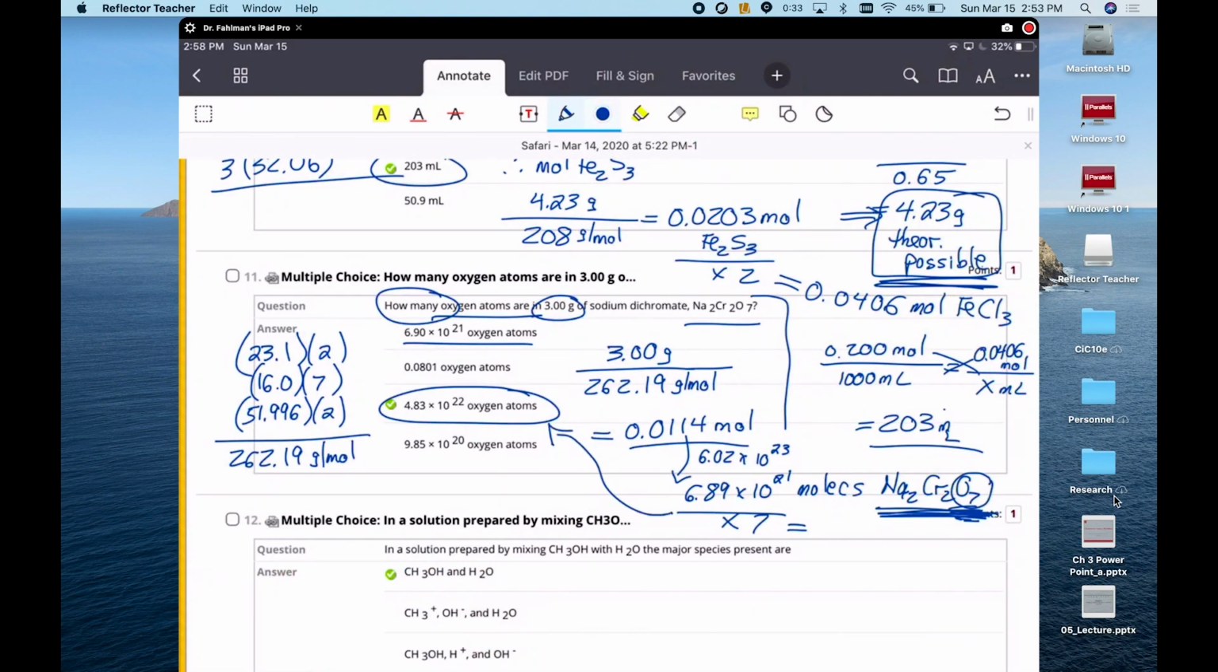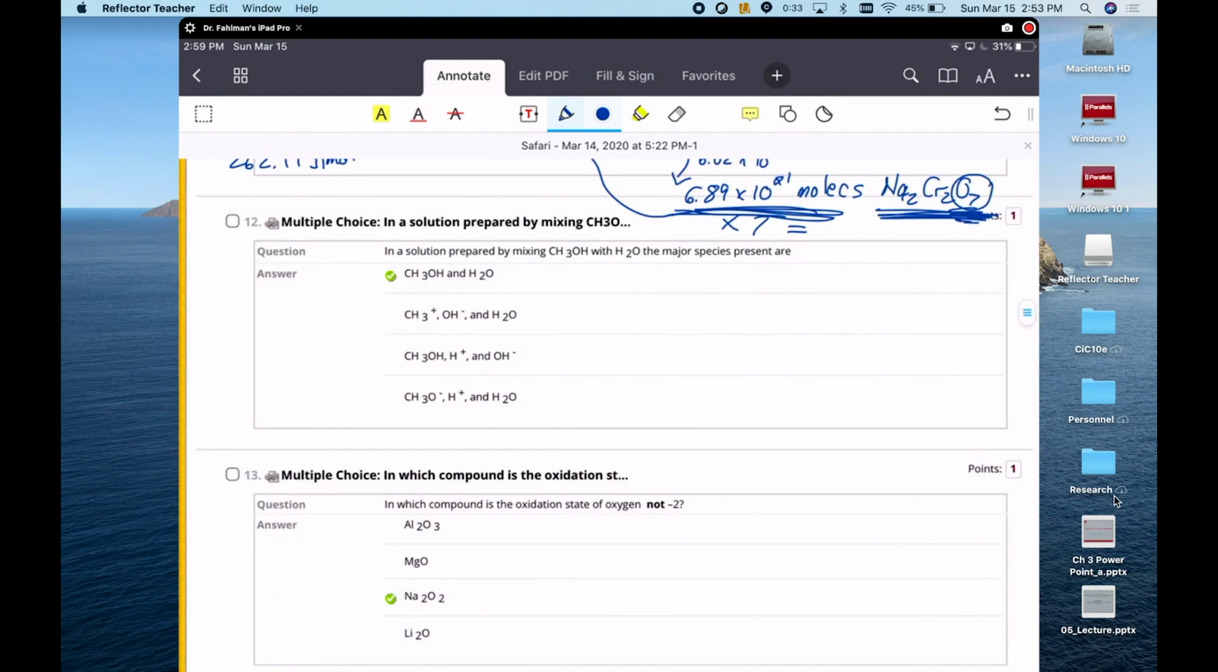So again, look in the compound. If we were to ask how many chromium atoms are in there, you would multiply this whole thing by 2, right? Because there's only 2 chromiums in that whole compound.